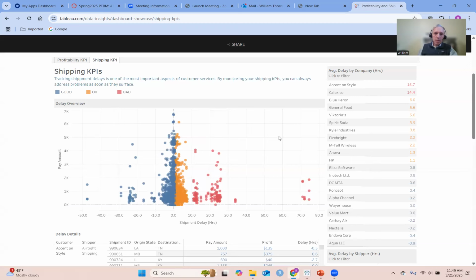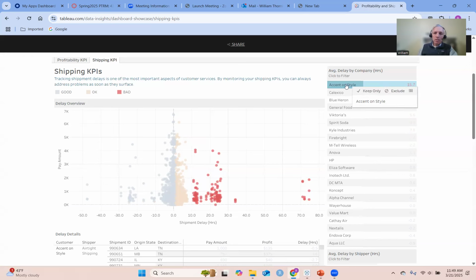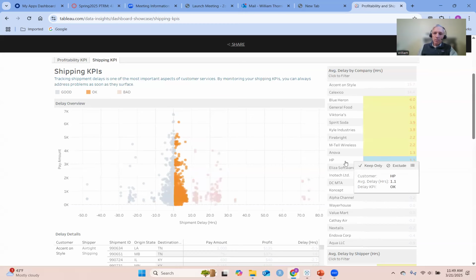I'm not sure why there's so many dots here, but the idea is that I could pick one of these, presumably, and I could just highlight their data. And that's what Tableau does really well. So you notice I clicked on Accent on Style and I got all these. So I see that I'm doing really poorly with Accent on Style. Whereas if I come up here and I pick HP as an example, I'm doing pretty good on HP.